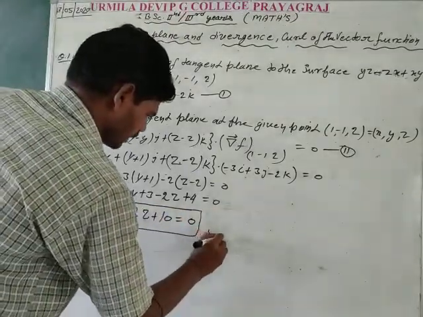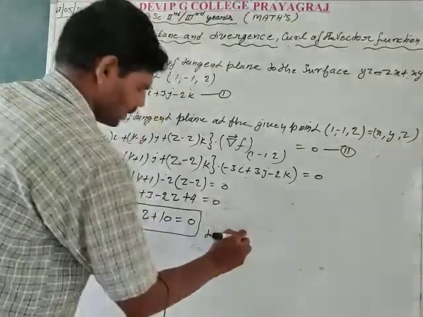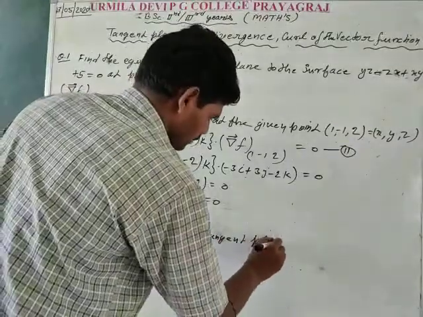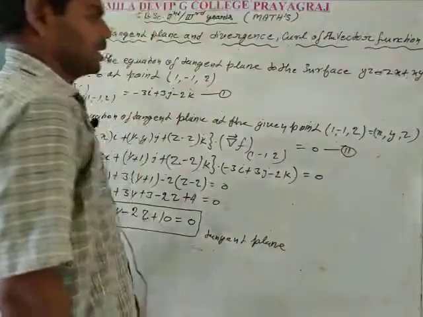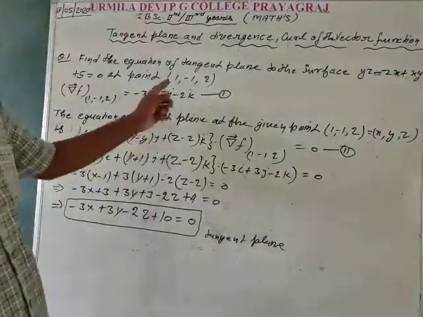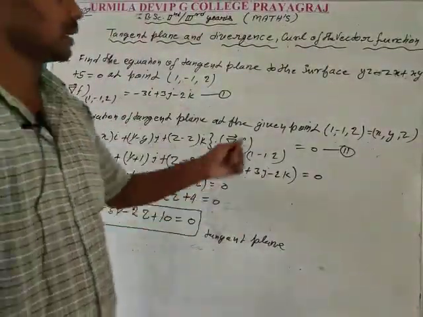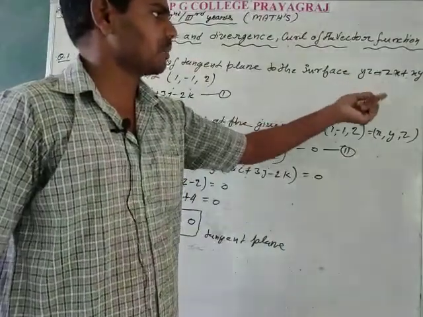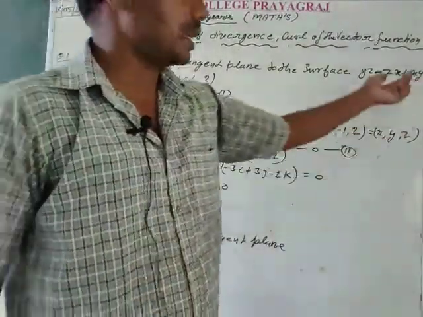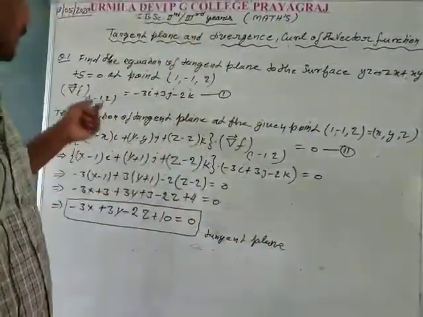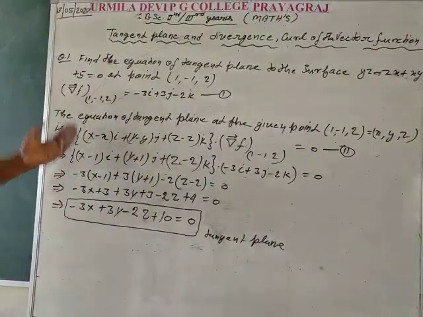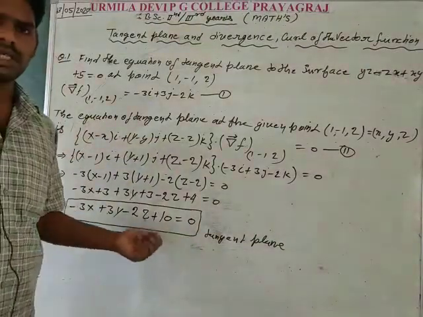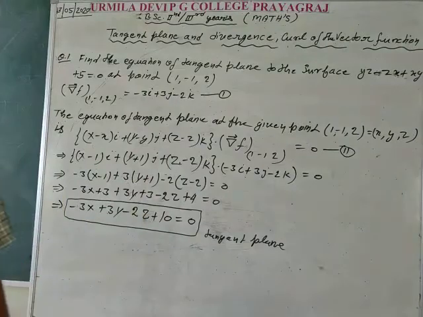So the tangent plane, which is the complete equation of the tangent plane at the given point 1, minus 1, 2 and of the level surface yz minus zx plus xy plus 5, which here is considered function f, and this is the complete equation of the tangent plane at the given point.